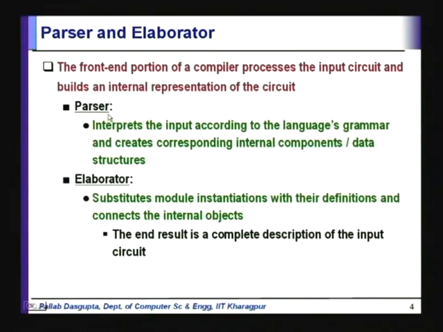Let us see what are the two parts of this and what are their roles. One part is the parser. The parser interprets the input according to the language's grammar. As the name suggests, it is the one which checks the grammar, and it creates corresponding internal components or data structures, which I just now mentioned. The elaborator does something more than that. What it does is it substitutes the module instantiations with their definitions.